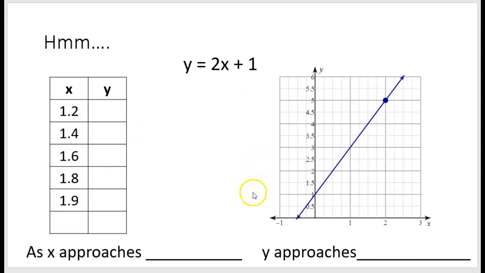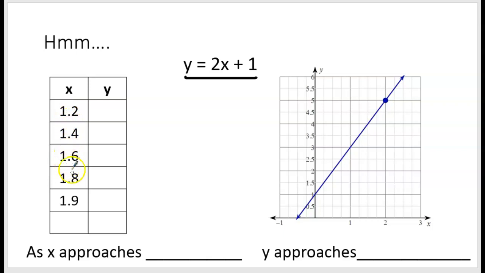So first of all, I'm going to have us just brainstorm here for a second, so as to introduce a concept that's coming up. So let's go ahead and see what's going on here. I've got a function up here at the top, y equals 2x plus 1. And basically, I have a table here, and we are plugging in values for x.